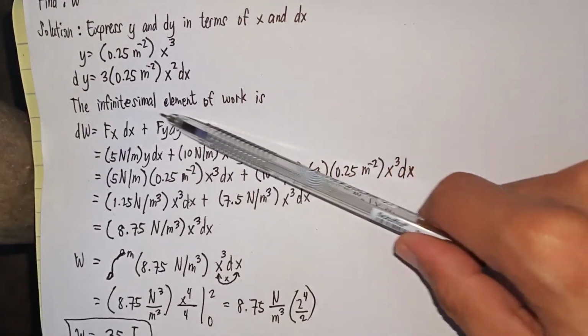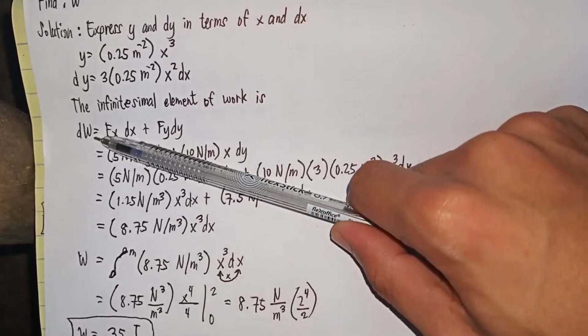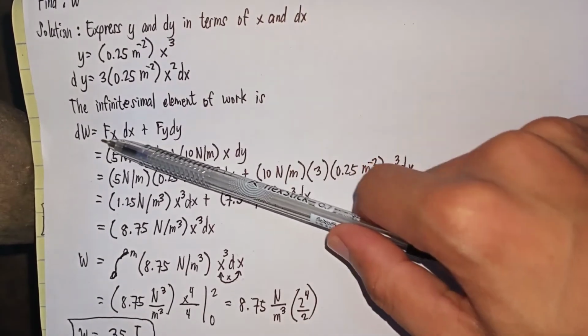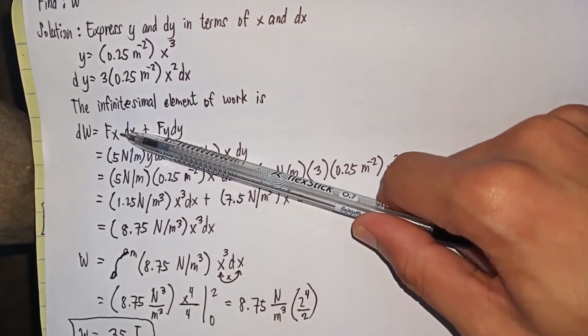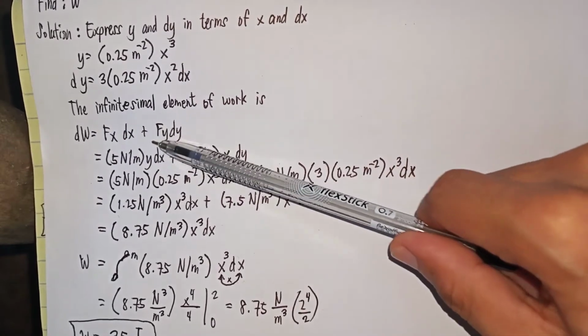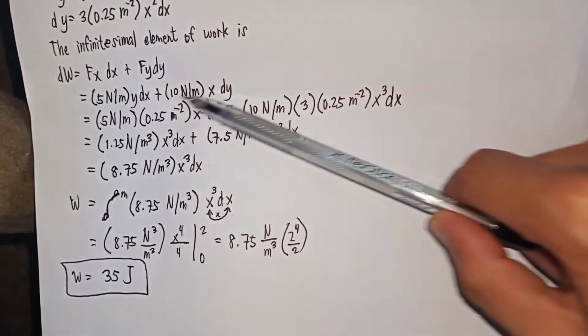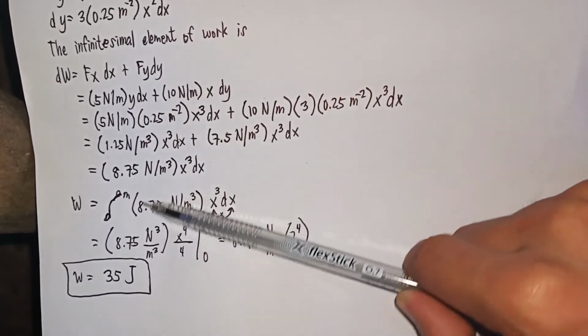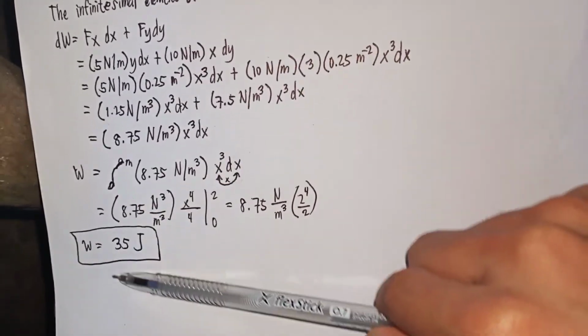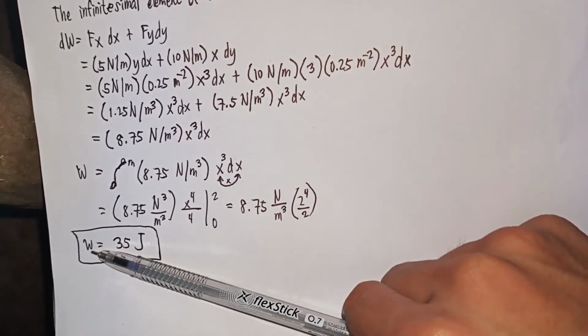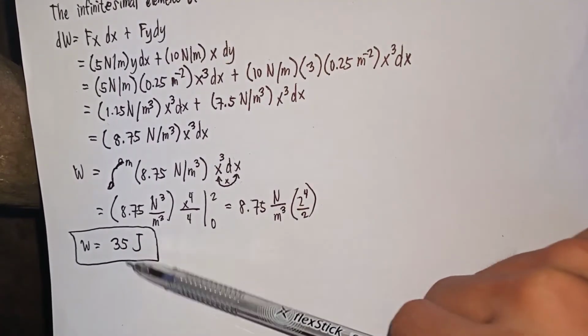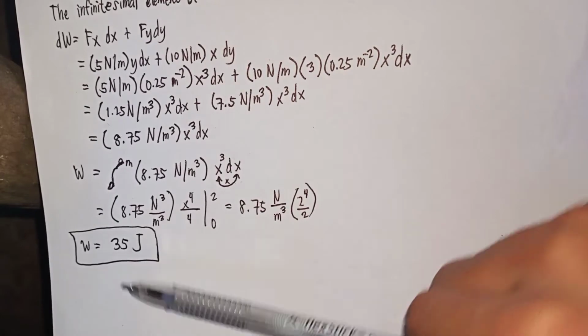So the infinitesimal element of work is dW equals F_x dx plus F_y dy. Substitute, and then we arrive at the final answer here. The work done is equal to 35 joules.